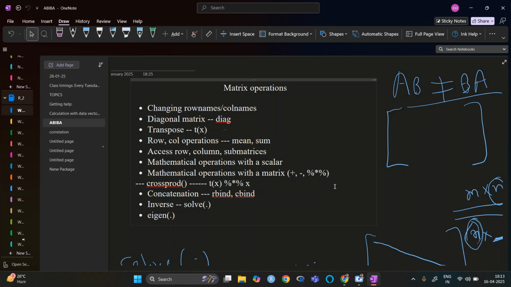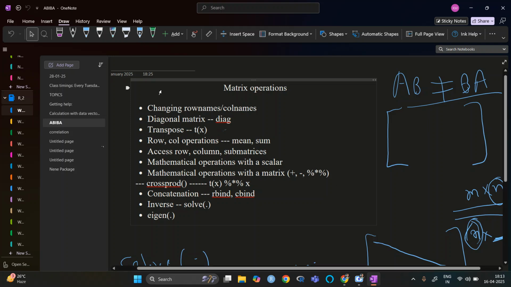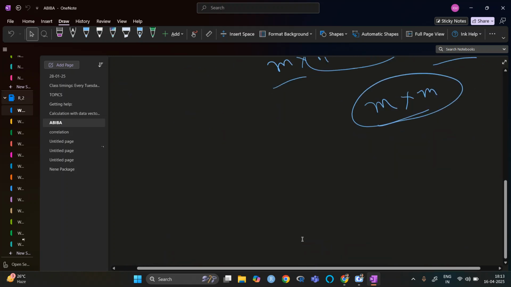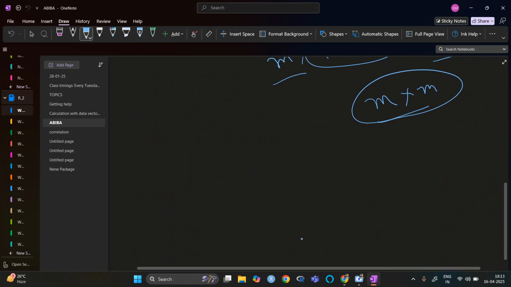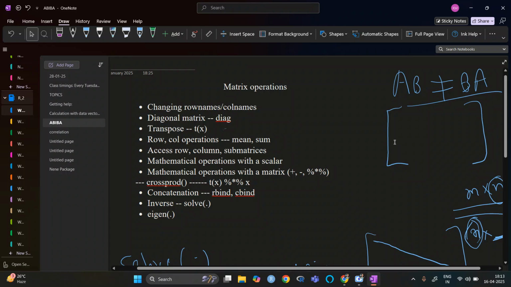Okay. And then if you want to do the operations within a matrix, then for that you can use this. So basically you have this col means, and then similarly for row means, and for summation also you have this syntax.